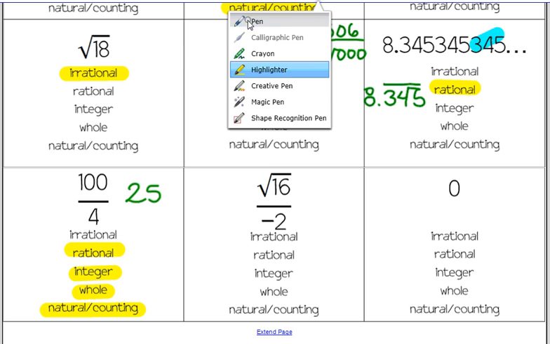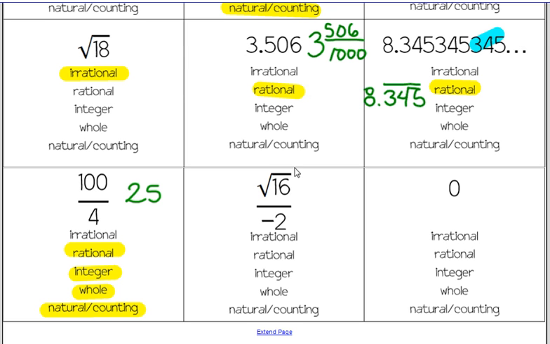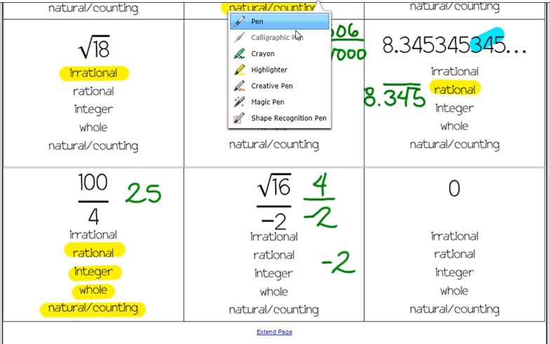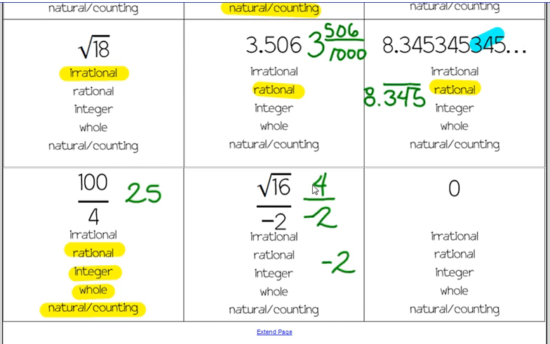Looking at the next one, we have the square root of 16 divided by negative 2. The square root of 16 would simplify to be 4. So we'd have 4 divided by negative 2, which would give us a value of negative 2. When we are picking our categories, that's what we're going to base it off of. This is a ratio of two integers here. 4 is an integer as well as negative 2, so it is a rational number. When we look here, we have an integer, but whole numbers do not include negatives. So in this case, this value would be a rational number and an integer.